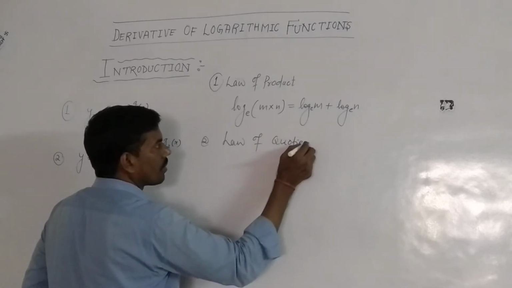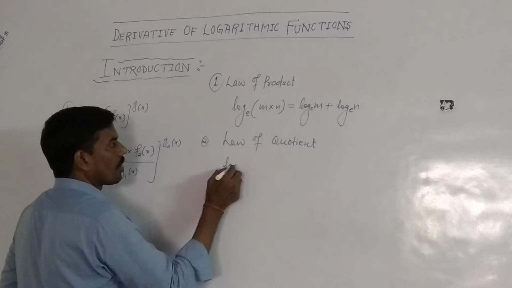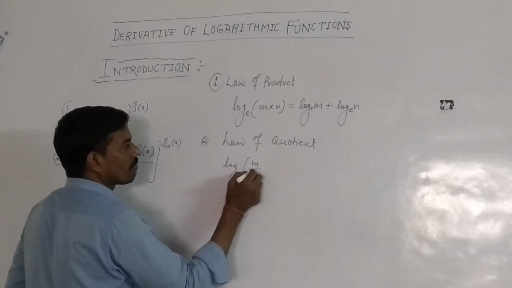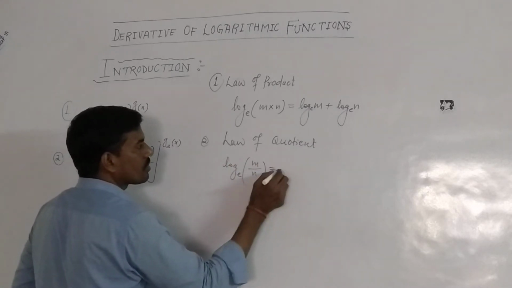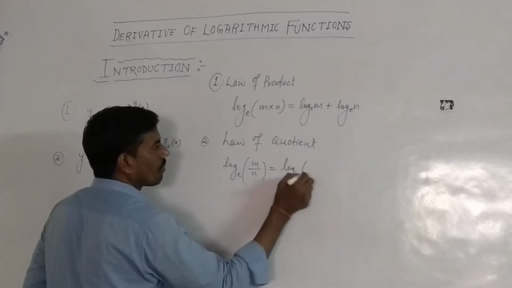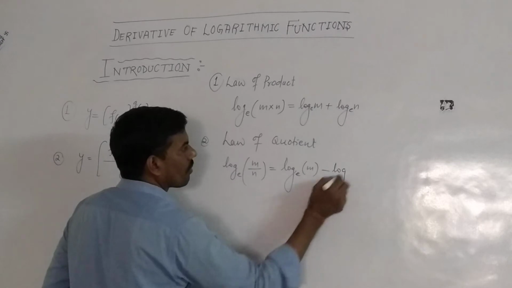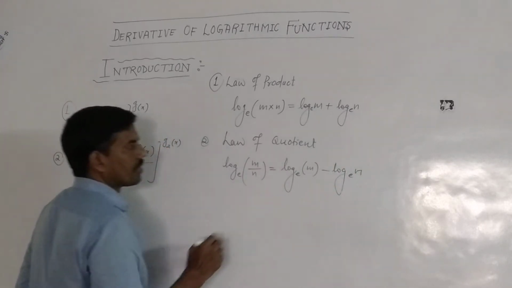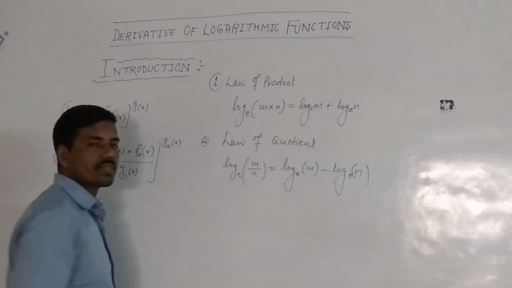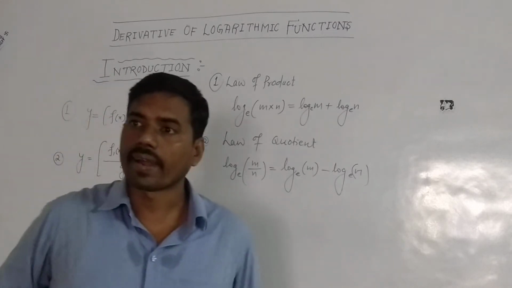Law of quotient means log of m by n to the base e is equal to log of m to the base e minus log of n to the base e. Clear? This one is law of quotient, and third one is law of exponent.